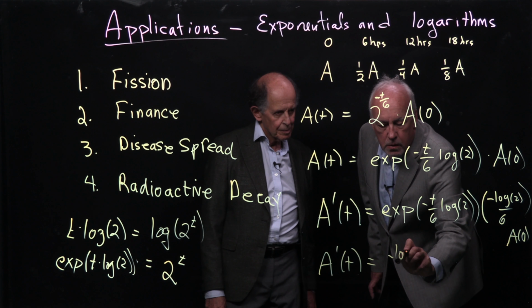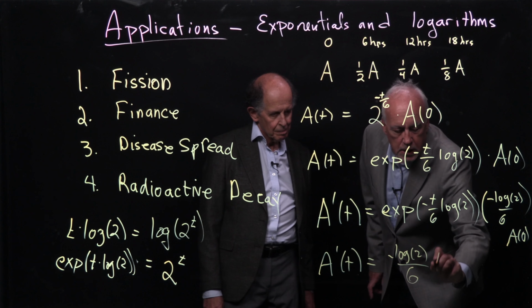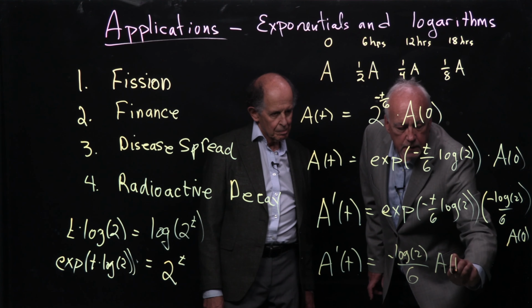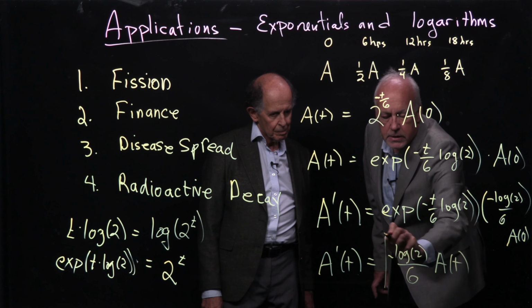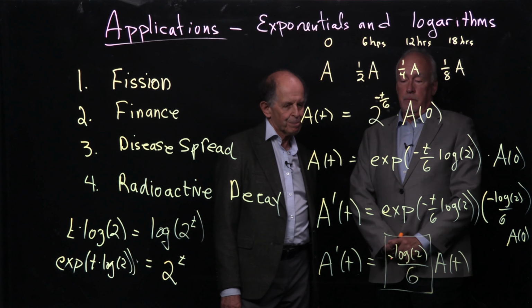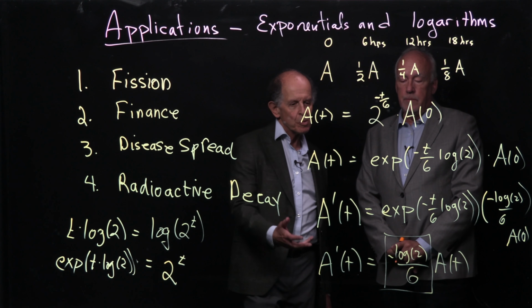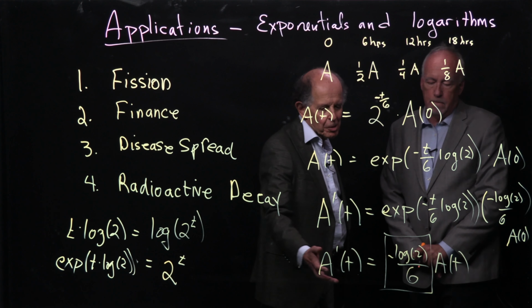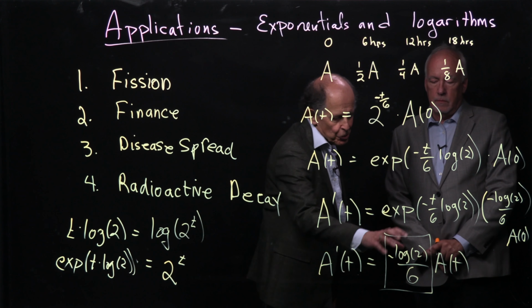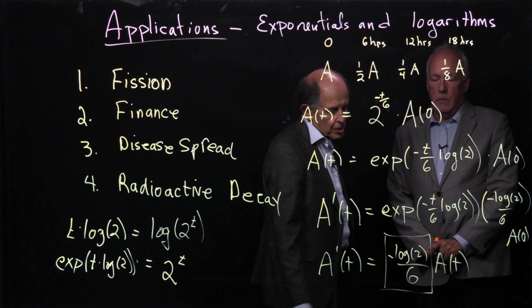Minus log 2 over 6 times a of t. And this is the constant that tells us how quickly things are decaying. Oh, fantastic. And so this is really nice because all formulas have this natural way of expressing their growth rate, or in this case, growth decay.